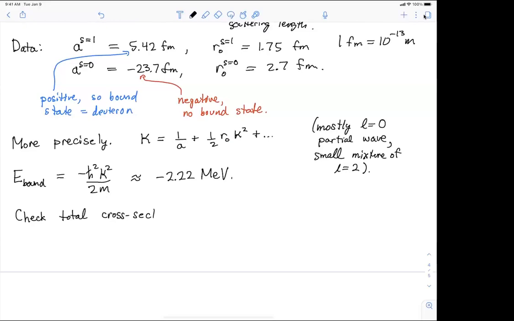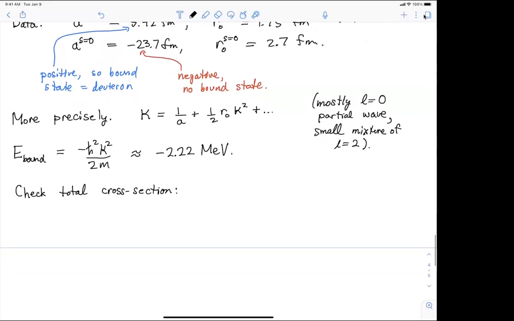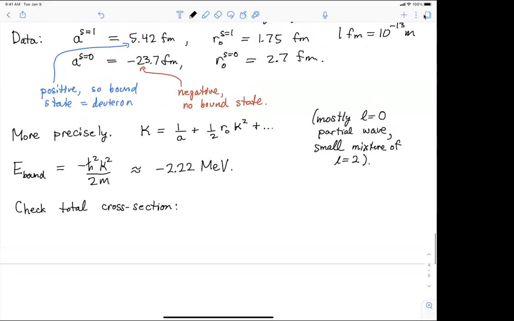And this is one of the things that took a while for people to figure out. The reason is because when you check the total cross section, you have to do it both in the s=0 and the s=1 channels. So let's do it first for neutron-proton scattering in the s=0 channel.